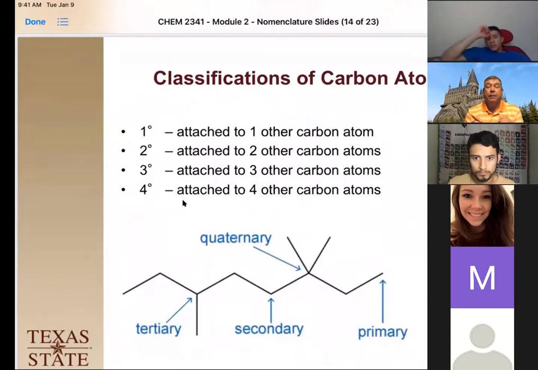Okay, now, also it's on the Canvas site in that nomenclature rules, the classification of carbon atoms. Okay, so the idea here is that number 1, it helps us identify, oh, I have a hand raised.